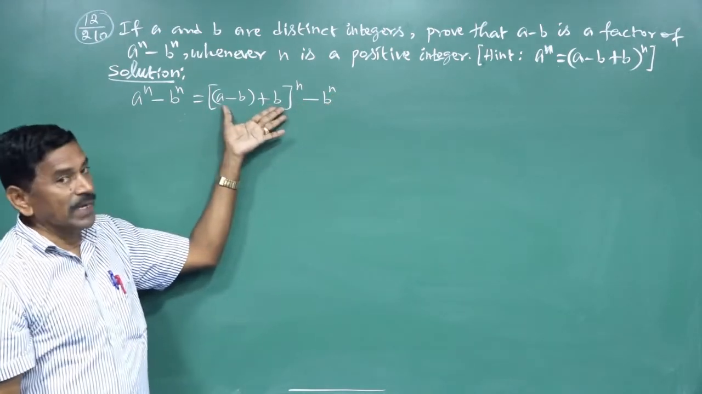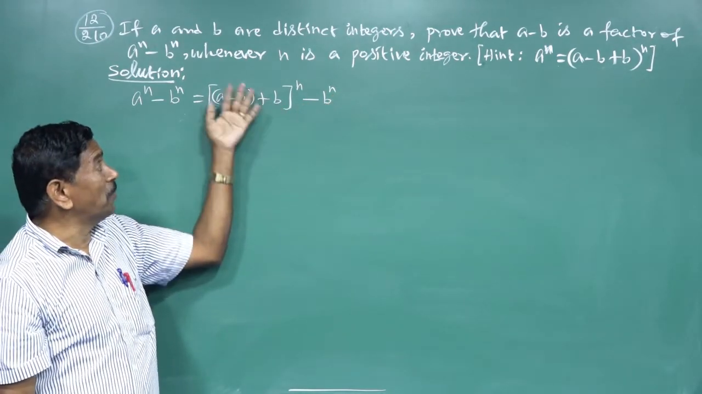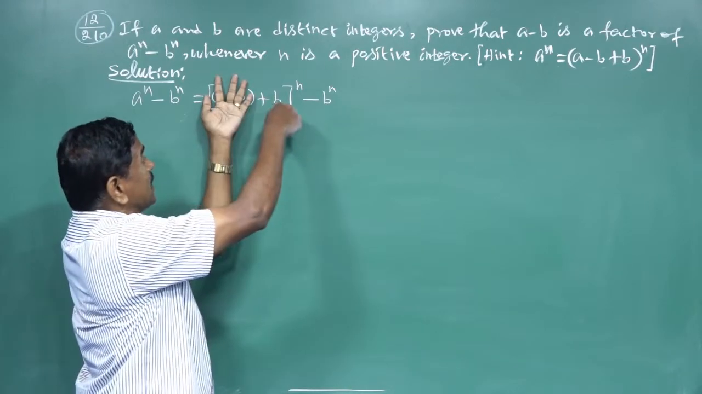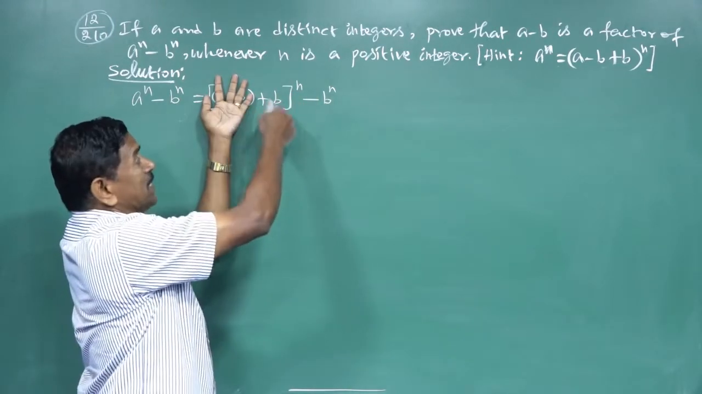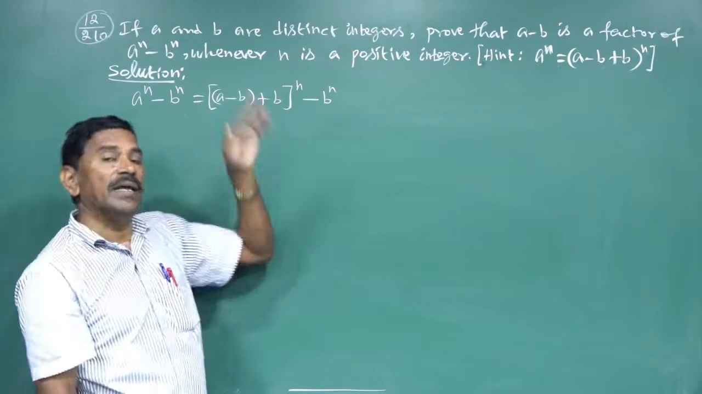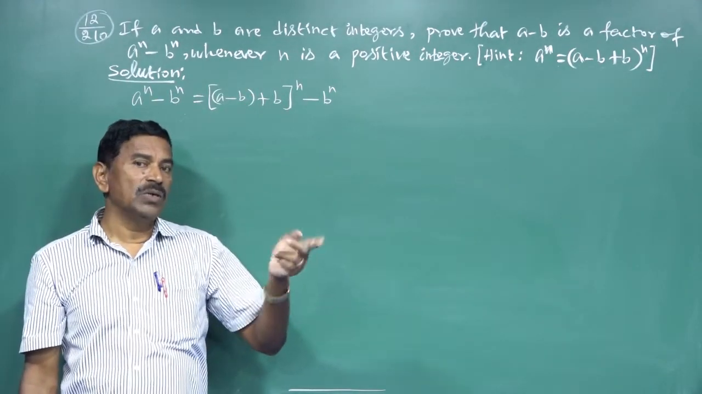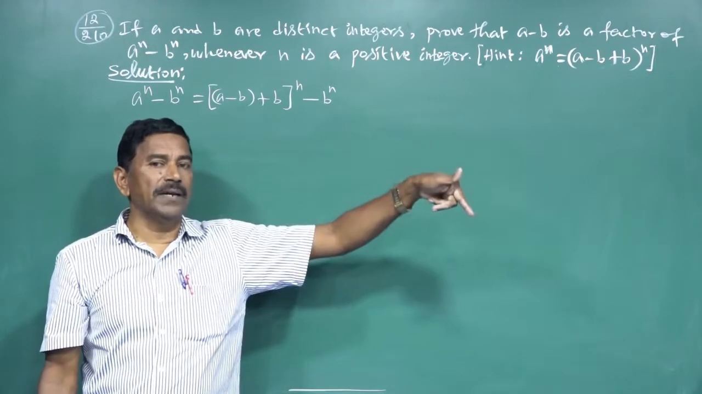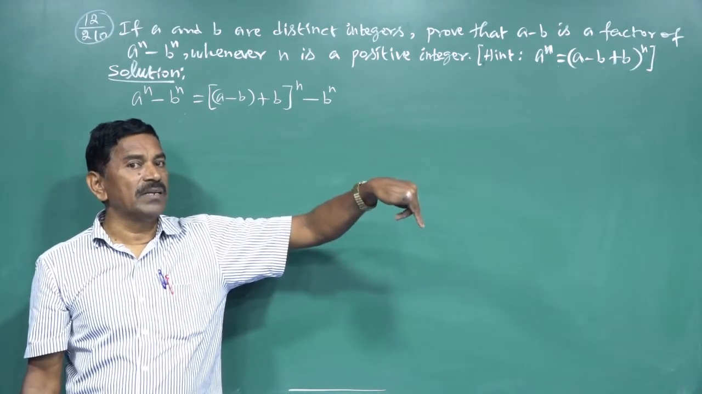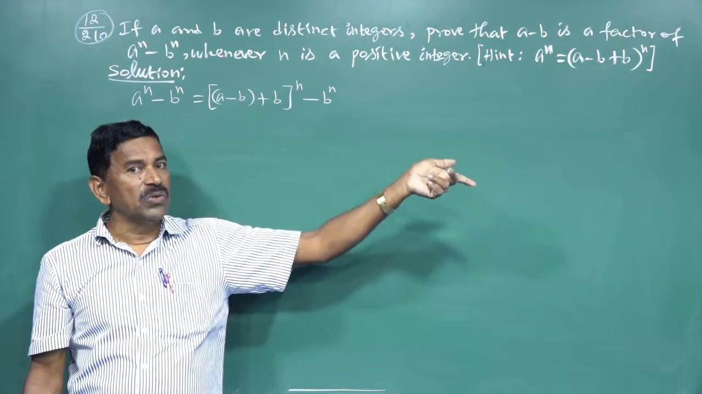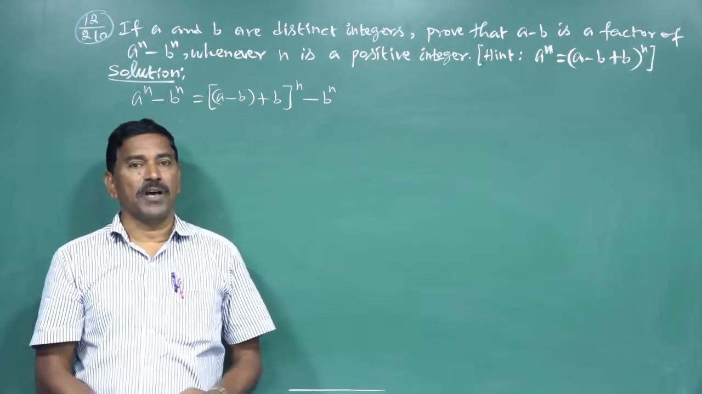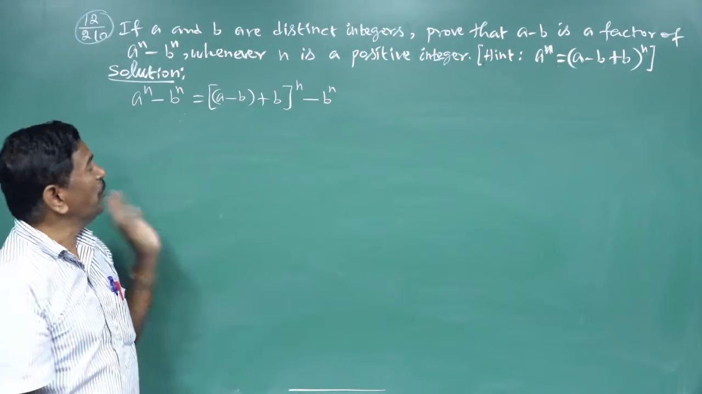Now consider the bracket. This bracket is of the form (x plus a) whole power n, which is equal to nC0 into x power n into a power 0 plus etc. plus nCn into x power 0 into a power n. That is the formula. Okay, binomial theorem we want to use.